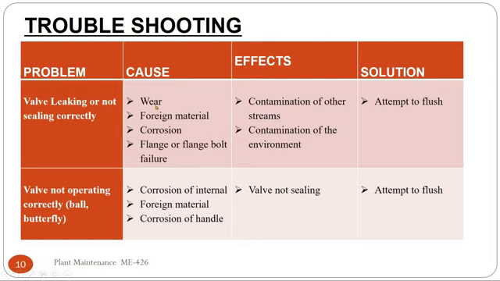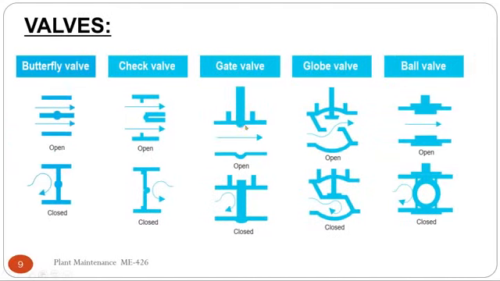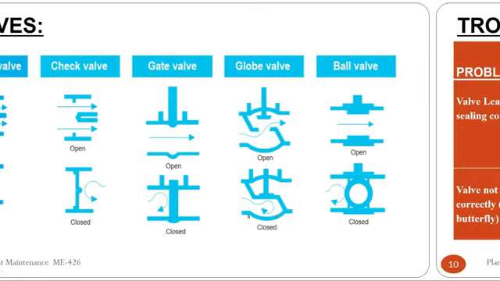Wear. As the wear increases, let's take an example of gate valve. The gate valve disc's actual position is this, but due to wear, this portion of the gate valve wears out. So when the gate valve disc sits in closed position, this portion remains open due to wear. So the valve will not close properly or 100%, there is some flow of the fluid.